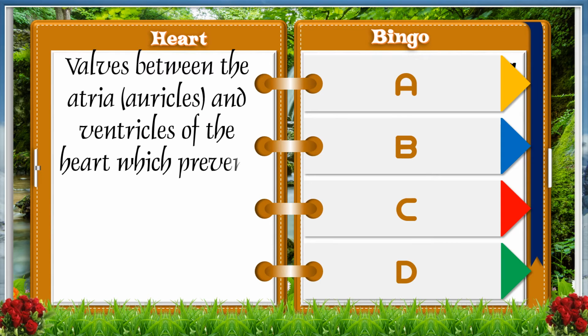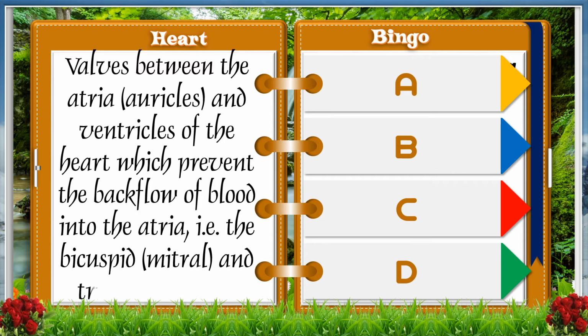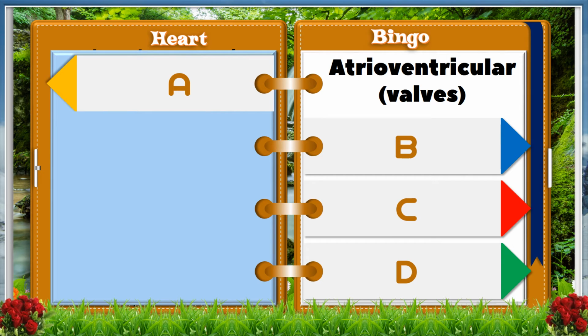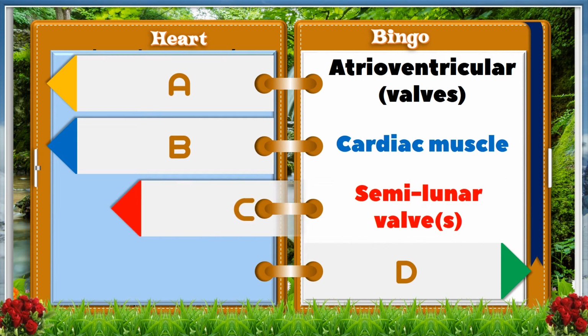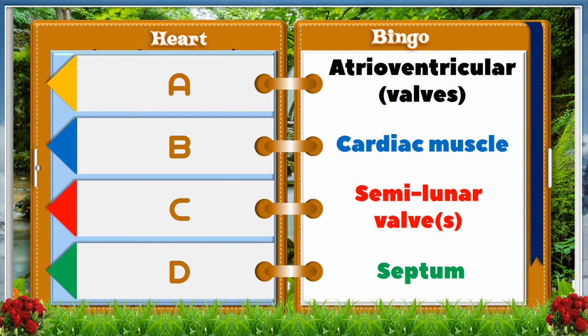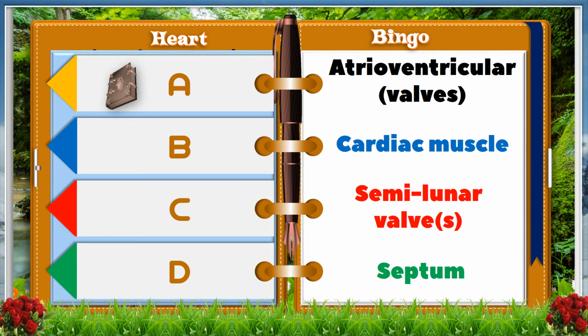Valves between the atria, that is the auricles, and ventricles of the heart, which prevent the backflow of blood into the atria, i.e. the bicuspid, or what we call mitral, and tricuspid valves. A. Atrio-ventricular valves. B. Cardiac muscle. C. Semilunar valves. D. Septum. And the answer is A. Atrio-ventricular valve.